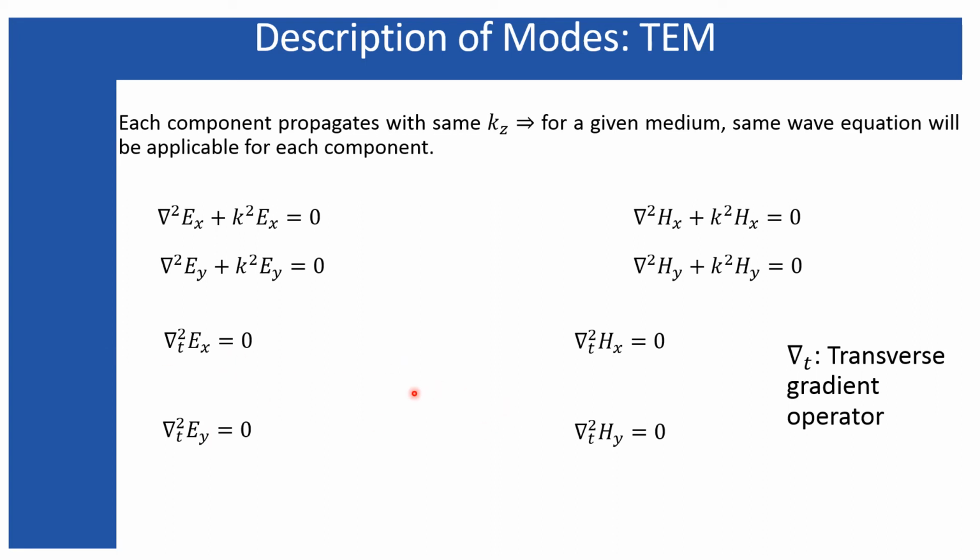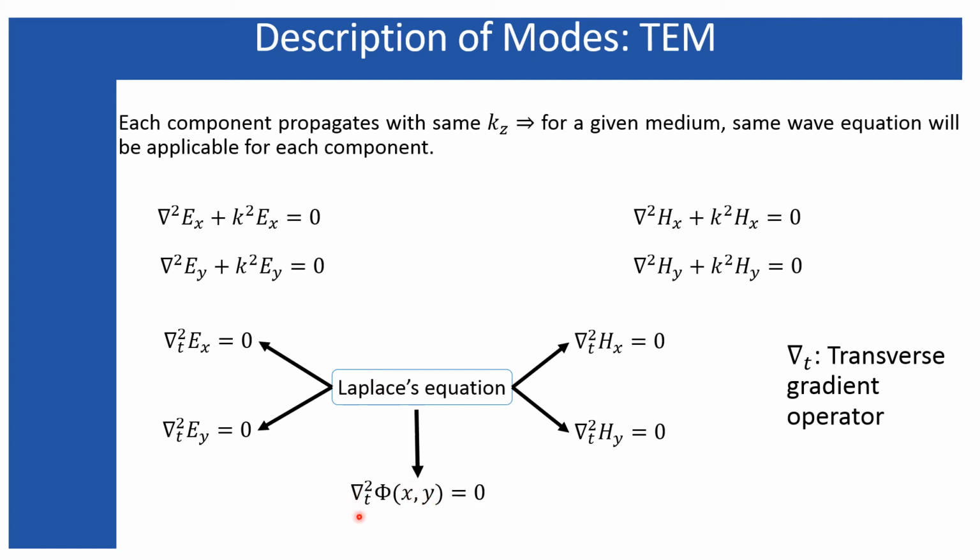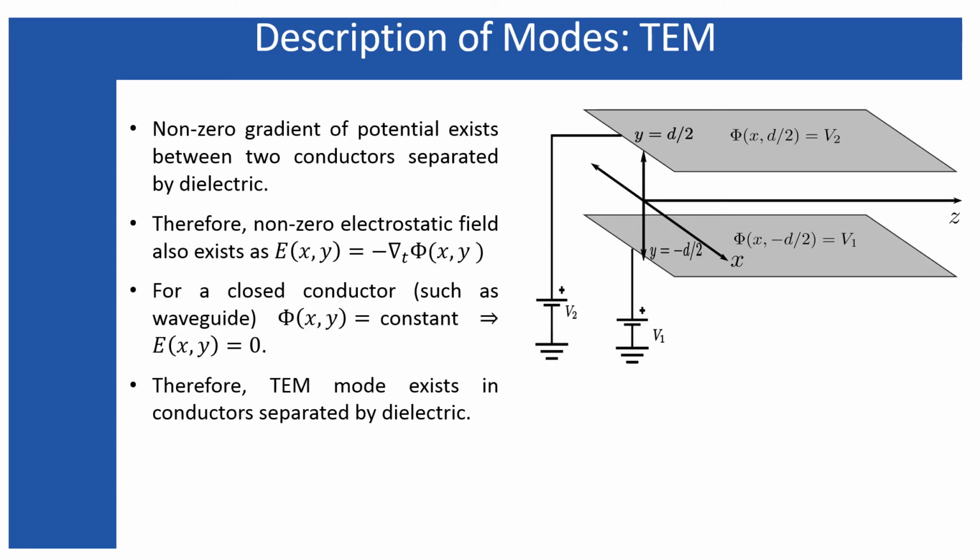These equations are Laplace equations, because remember the Laplace equation which is followed by the potential, the electrostatic potential. So phi, I'm assuming, is the electrostatic potential, and the way phi follows a Laplace equation, in a similar fashion the electric field and magnetic field in the transverse directions follow the Laplace equation. So what is the significance of these Laplace equations? A Laplace equation is generally followed by a scalar quantity such as the electrostatic potential.